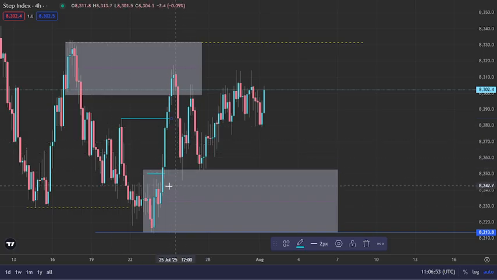So we know that when a fractal structure breaks, it signals the start of the internal pullback, but it doesn't signal the start of the swing pullback. But it is the earliest confirmation that the swing pullback might be happening. So there's some level of trickery here. You need to pay close attention.